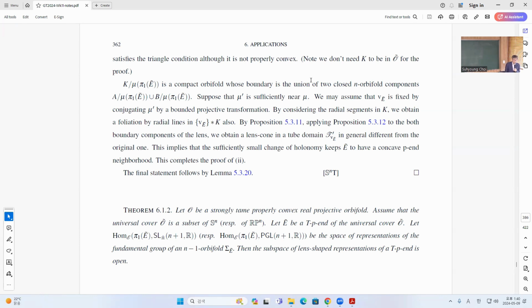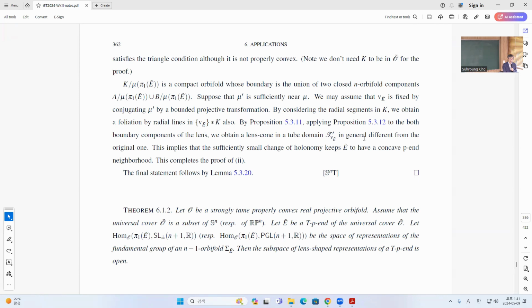So because C2 means that the second derivative varies continuously. So if the matrix is positive definite, then it'll still be positive definite after a small change. Okay. So if it's sufficiently close, then this property is satisfied. So it will still be strictly convex.